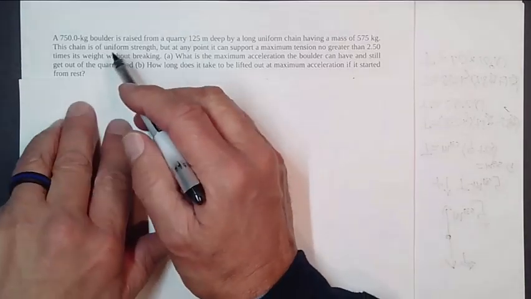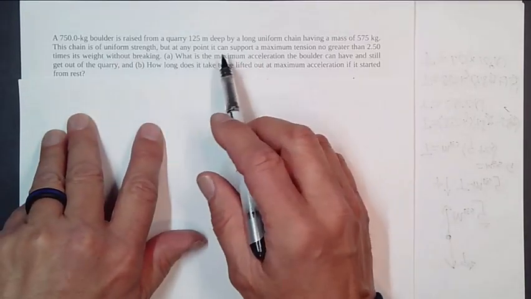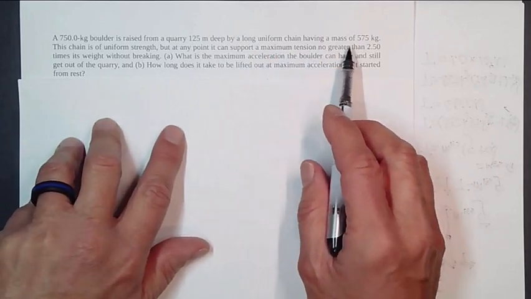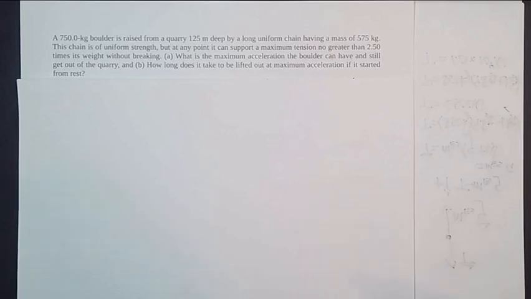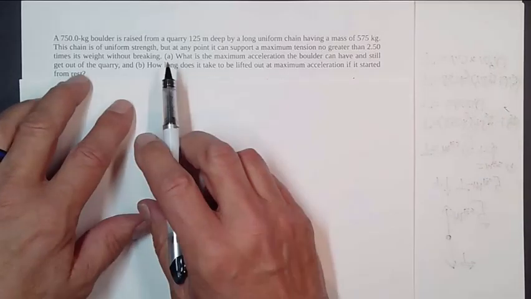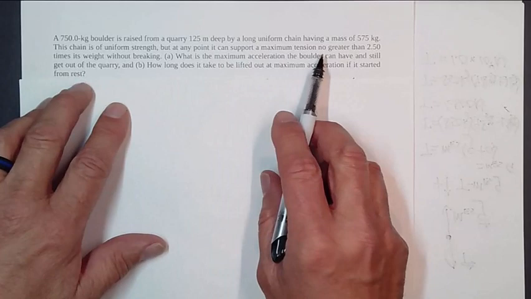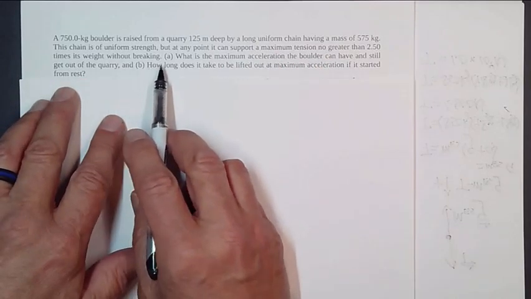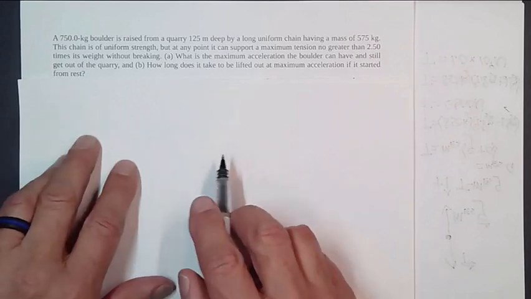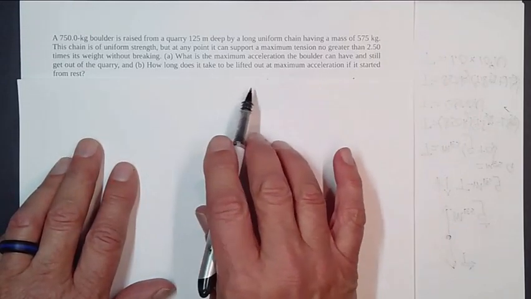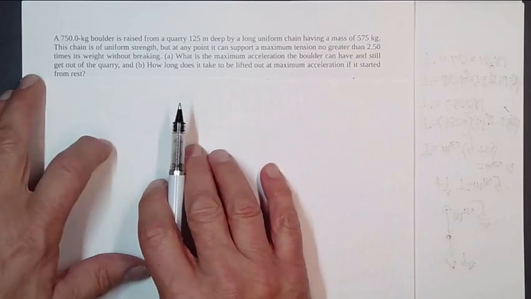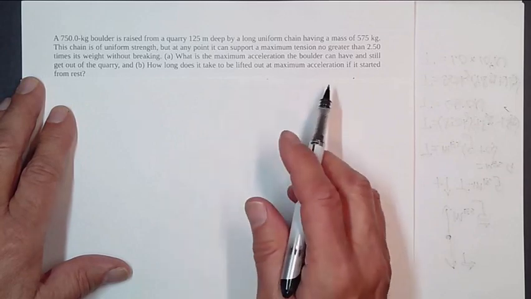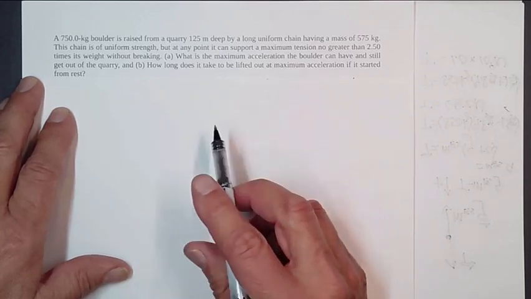We have a 750.0 kilogram boulder raised from a quarry 125 meters deep by a long uniform chain having a mass of 575 kilograms. It's uniform strength, but at any point it can support a maximum tension no greater than 2.50 times its weight without breaking. What is the maximum acceleration the boulder can have and still get out of the quarry? And how long does it take to be lifted out at a maximum acceleration if it started from rest?